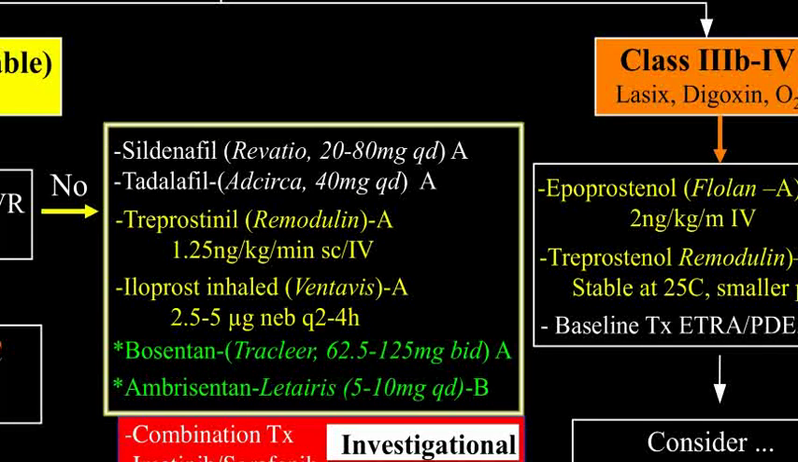Now, the inhaled prostanoids, that's iloprost or Ventavis, have to be given every 2 to 4 hours, so it's cumbersome. But on the other hand, you don't have a pump, you don't have a central line, and this has also been shown to be very effective in treating patients with class 3 pulmonary arterial hypertension. So we have a spectrum of therapies that go from a pill to an inhalation to the IV pumps.